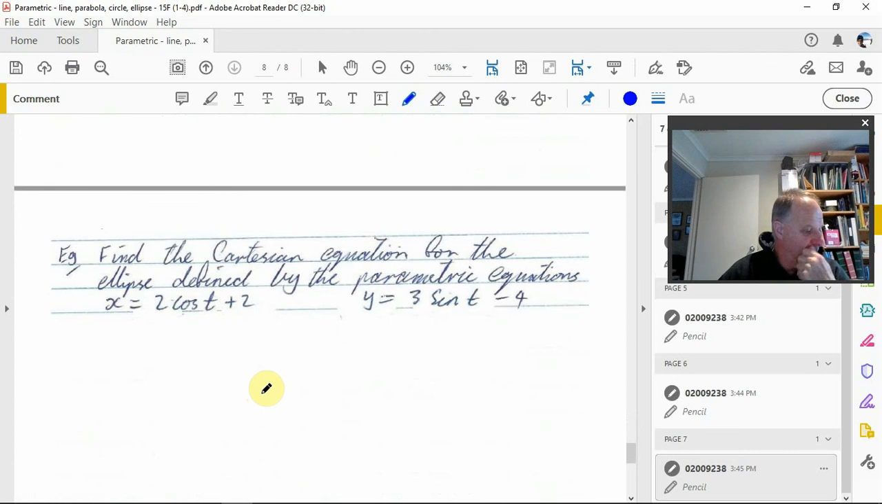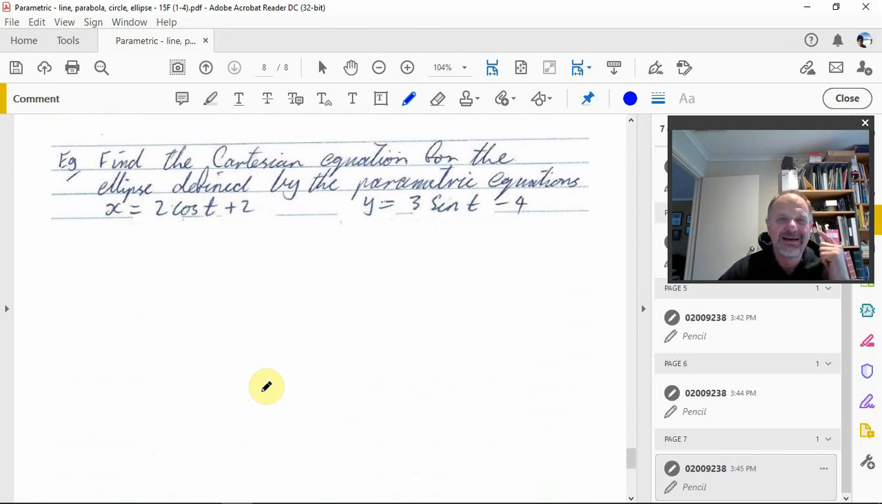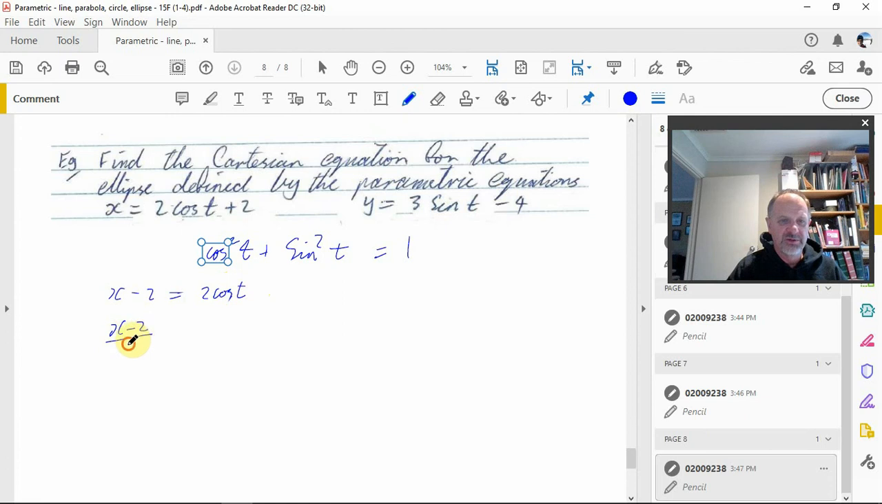Let's have a look at an example. So in this particular one here, find the Cartesian equation for the ellipse defined by. All right, so again, we're using that Pythagorean identity. We're wanting cos squared t plus sine squared t equals 1, which is our Pythagorean, so we need to rearrange this. If I take 2 from both sides, I'll get x minus 2 equals 2 cos t. Divide by 2, x minus 2 on 2 equals cos t. Square both sides, x minus 2 squared on 4 equals cos squared t.